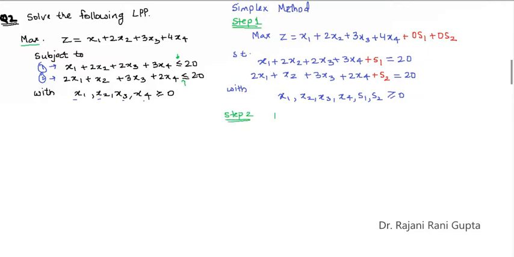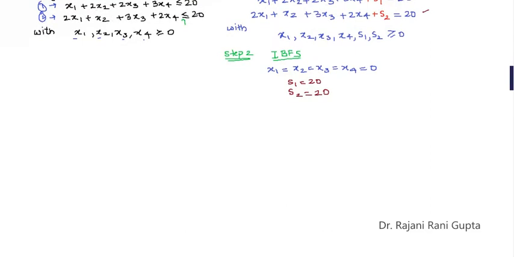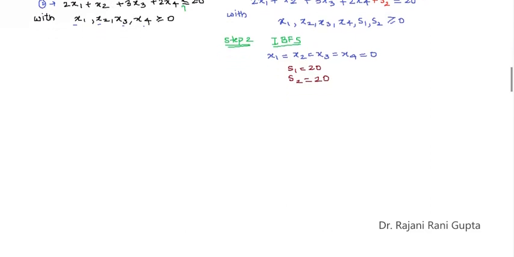Okay, now let's move to step 2. Step 2 is to find the initial basic feasible solution. How do we do that? We substitute the original variables x1, x2, x3 and x4 equal to 0. What will we get from these two equations? We get s1 equal to 20 and s2 equal to 20. So this is your initial basic feasible solution. Now we will move to step 3.